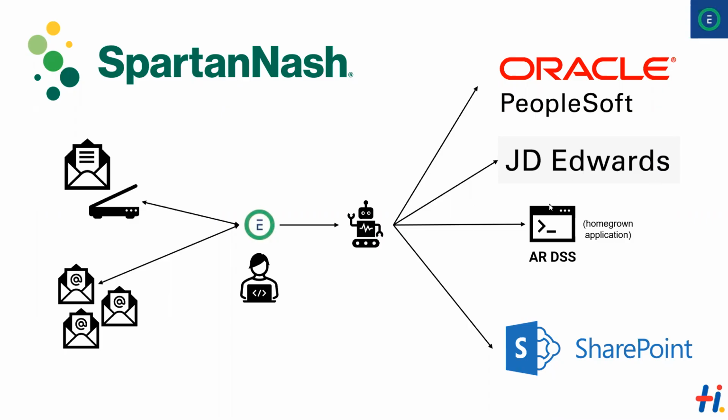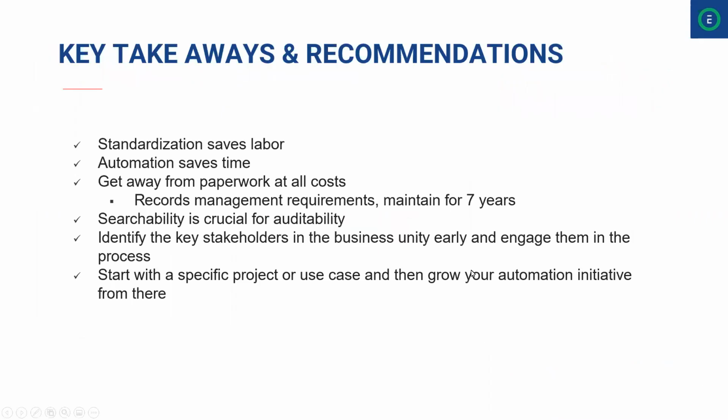Okay, something I wanted to make sure we touched on, and I know we've been chatting about this throughout, is key takeaways and recommendations. Anila, you talked about this a lot. Standardization saves labor, automation saves time. These are basic things you would expect from any automation project. Getting away from paperwork, you talked about the requirement to maintain records for 7 years, and the potential reappropriation of physical space and time on searchability.